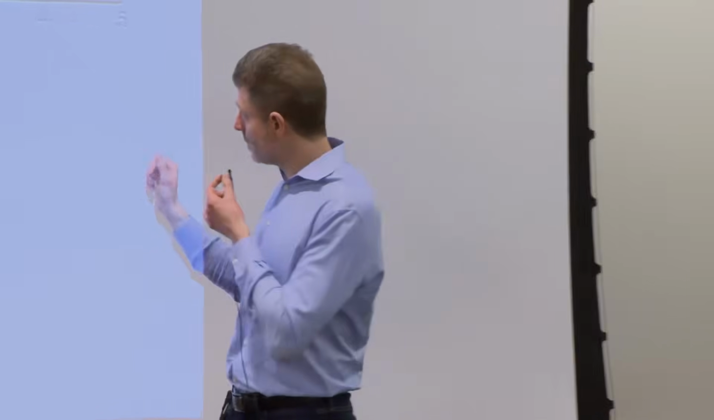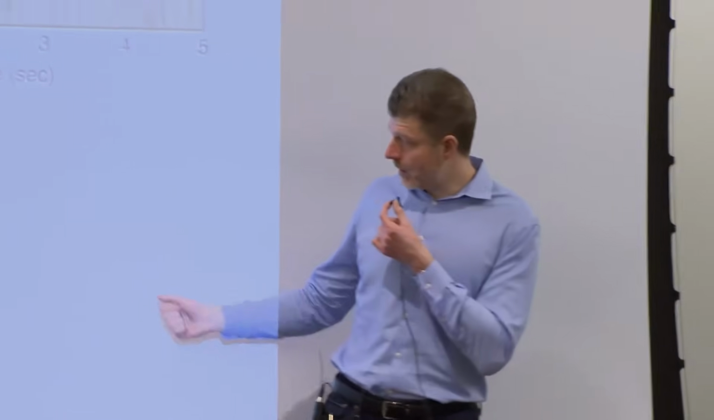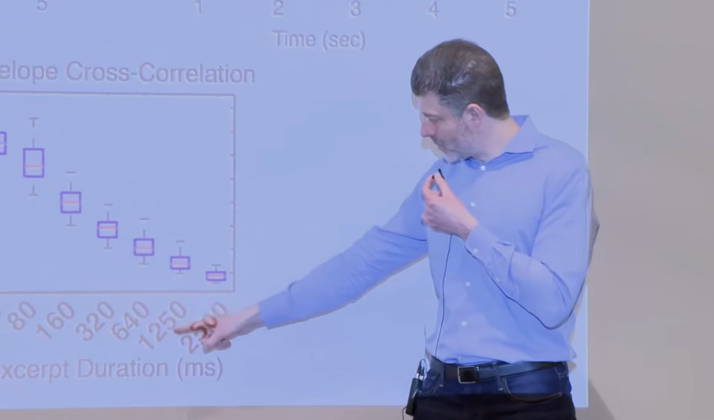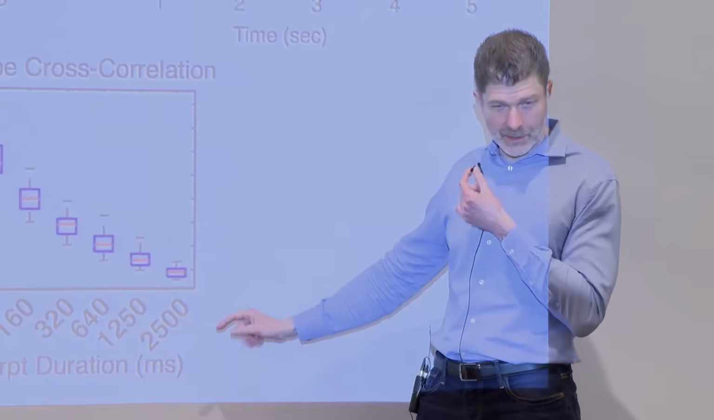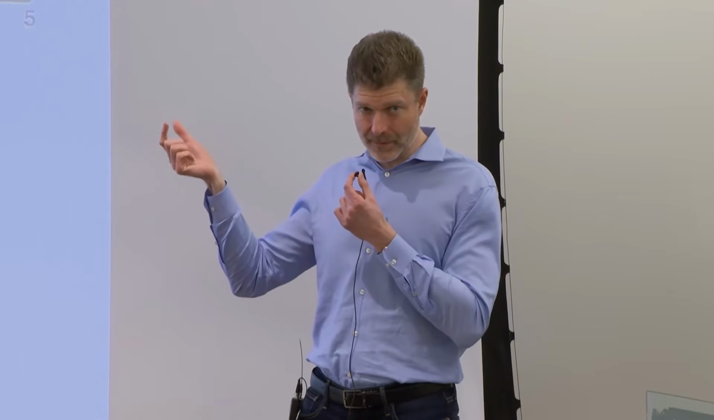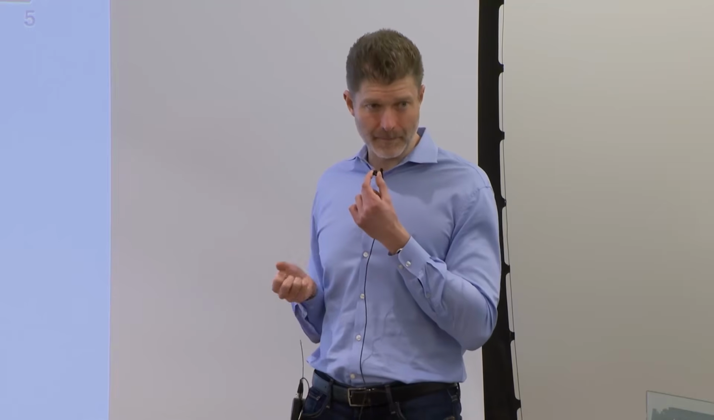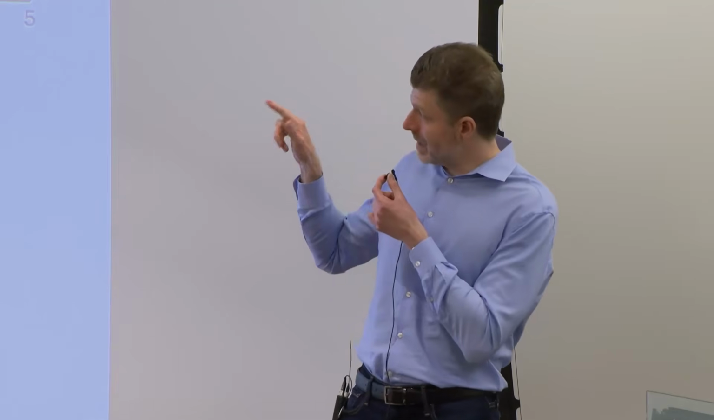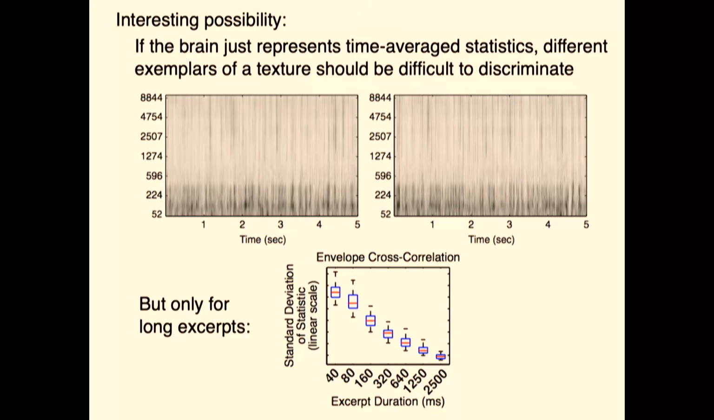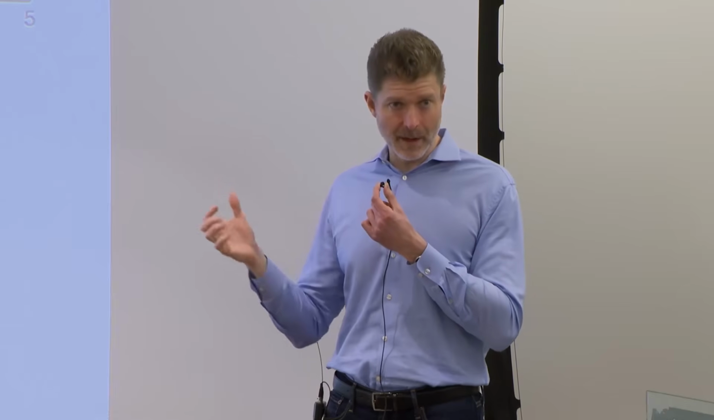Because you're getting these small samples, and sometimes maybe you have a couple clicks, and other times maybe you don't, for instance, right? But what this shows is that as the excerpts become longer and get out to a second or two, the standard deviation becomes quite small, right? So what that means is that the statistics that you measure from these different excerpts of a texture converge to the same values, okay? So again, the idea is that if you do an experiment where you ask people to try to tell these things apart, well, the prediction here is that if they're just representing the statistics, they should be able to tell them apart when the excerpts are short, but not when they're long.